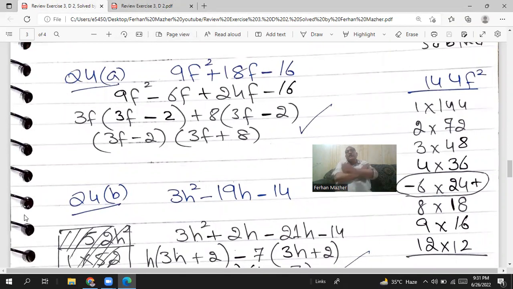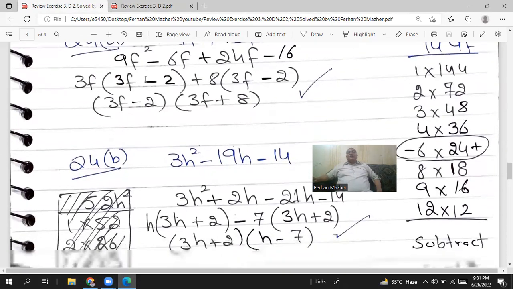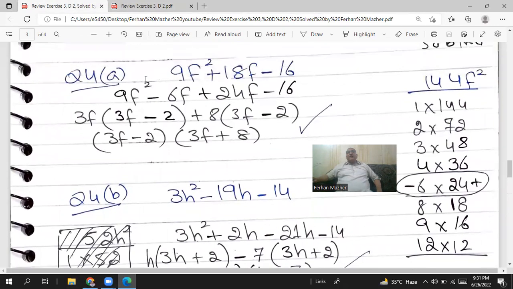So we multiply the extreme terms, you get 144f square. And it gives you the pairs of the factors of 144. They are 1 into 144, 2 into 72, 3 into 48, 4 into 36, 6 into 24, 8 into 18, 9 into 16, and 12 into 12. So the sign with the third term is negative, so I will write subtract. So I will choose that pair which by subtraction will give you plus 18.